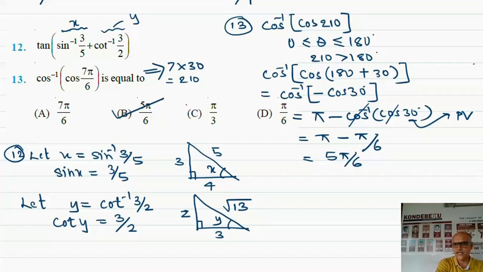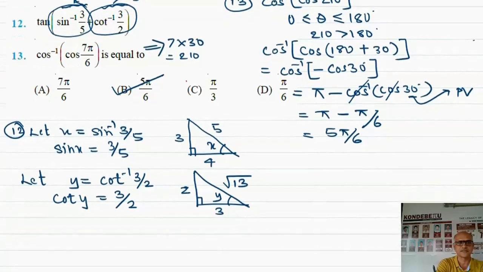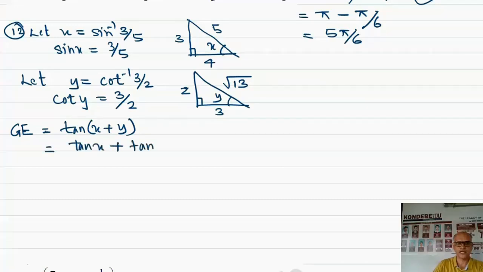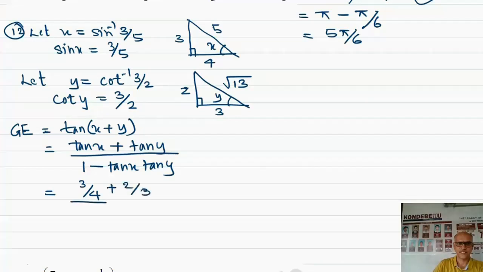Now I will substitute x and y in the given expression. So it becomes tan of x plus y, where sin inverse 3 by 5 is x and cot inverse 3 by 2 is y. Now apply the formula: tan of x plus y is tan x plus tan y divided by 1 minus tan x into tan y. Substituting, tan x is 3 by 4 plus tan y is 2 by 3, divided by 1 minus 3 by 4 into 2 by 3.